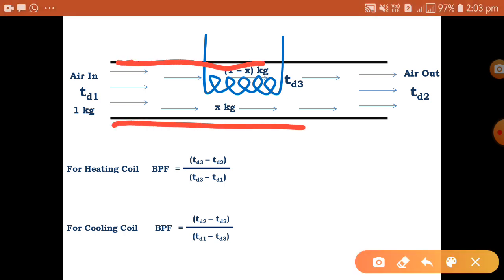Okay, this one is a passage through which the air is flowing. This is your outdoor air and this is your indoor air, the air which is required in the room. Outdoor air has temperature TD1, and its mass is, let me say, 1 kg. Now this 1 kg of mass flowing through that passage is coming in contact with this coil.